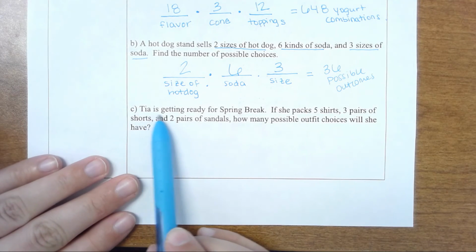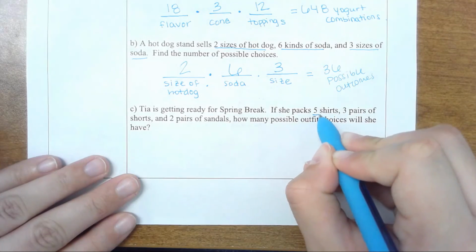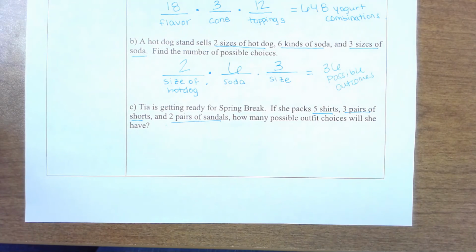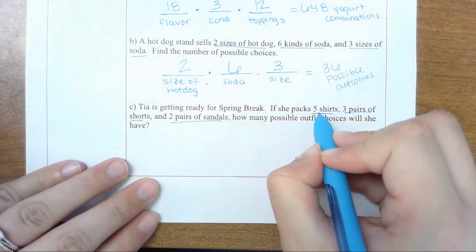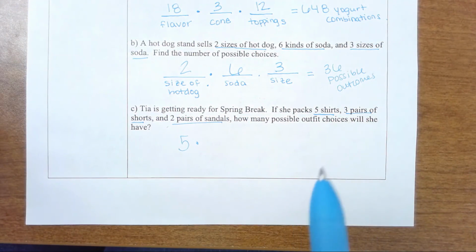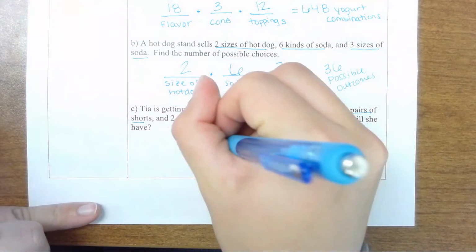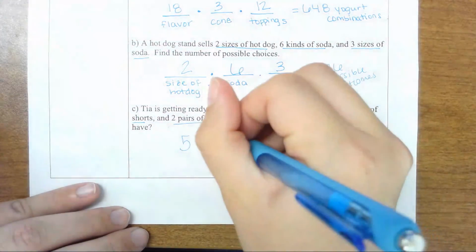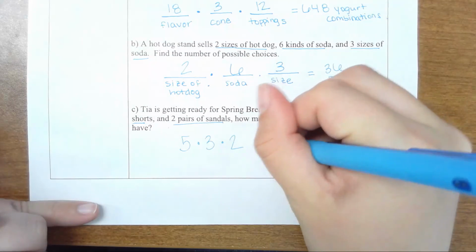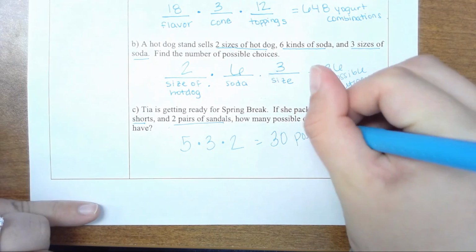So it says Tia is getting ready for spring break. She packs 5 shirts, 3 pairs of shorts, and 2 pairs of sandals. How many possible outfit choices will she have? Okay. Well, the first thing that you're choosing from is a shirt, and it says that there's 5 shirts, so that's the first number that you should have multiplied. Then 3 pairs of shorts, so 5 times 3, and then 2 pairs of sandals, so 5 times 3 times 2. So 5 times 3 times 2 would have given you 30 possible outfits.